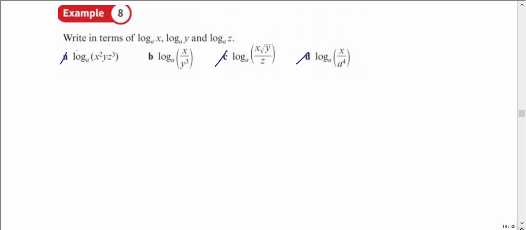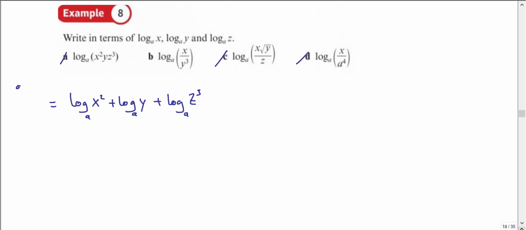Let's continue. Example 8. It says write in terms of log. So we do log, and they say write in terms of log x, log y, and log z. So you have to do what? You use the multiplication law, but you change it to addition. When you have x times y times z, you do log the first, which is x, plus log the second, which is y, plus log the third, which is z. You get this? You put the same base, don't forget the base.